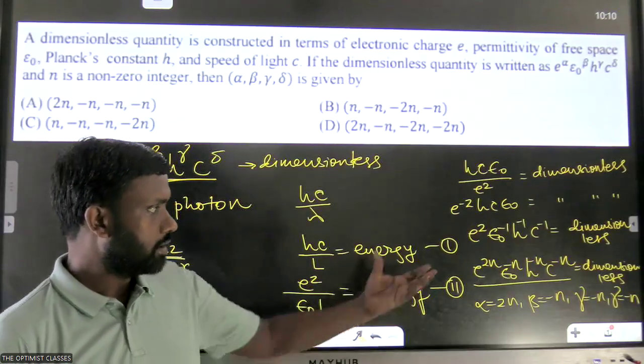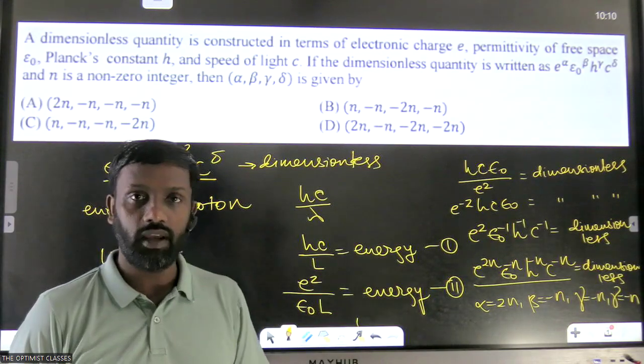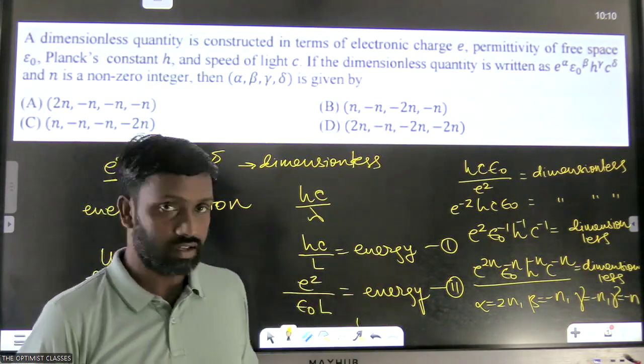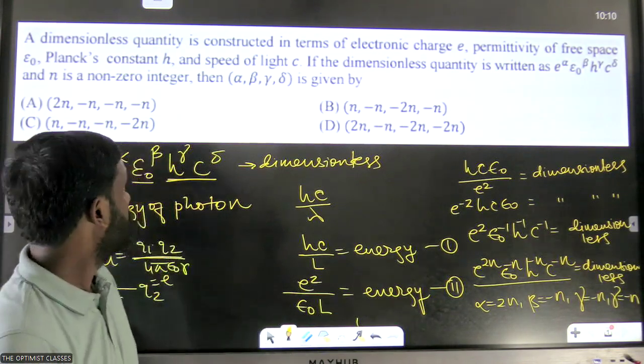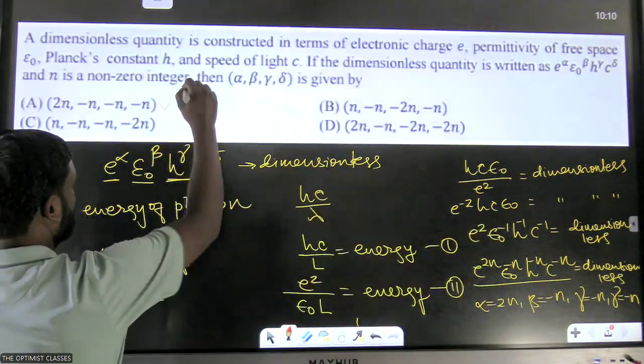You can basically frame your own solution if you want. So the correct option here is option number A. Option A is correct.